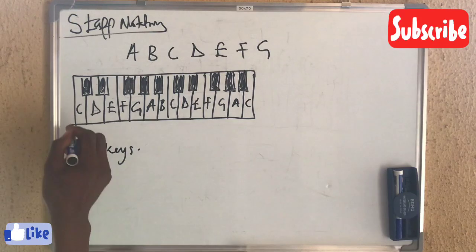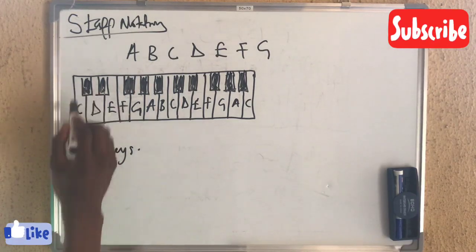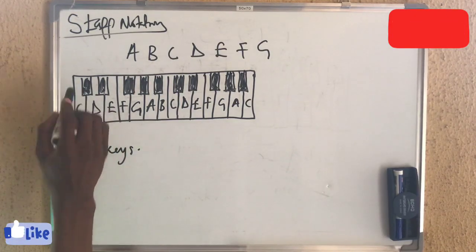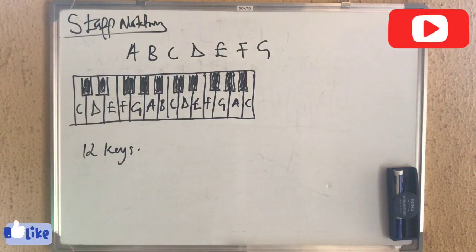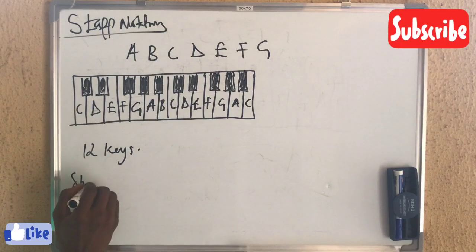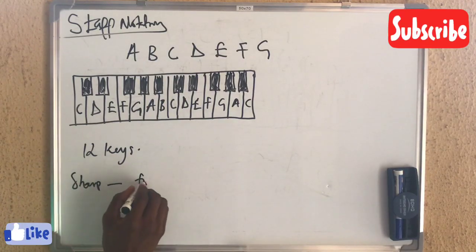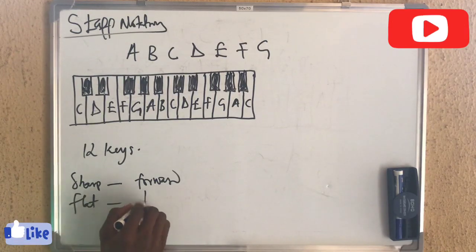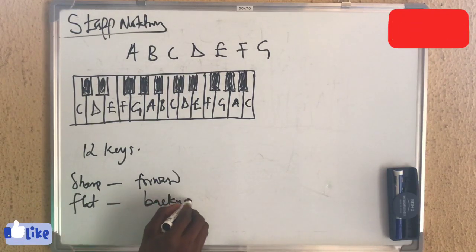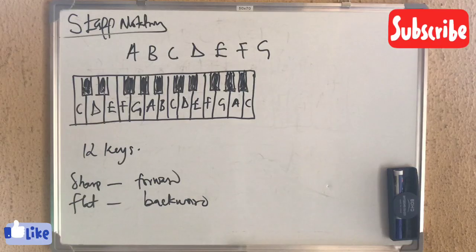have two different names. You can call it C sharp or you can call it D flat. C sharp or D flat. Anything about the sharp is something that is moving forward. Anything about the flat is something that is moving backward. I guess you understand this now.